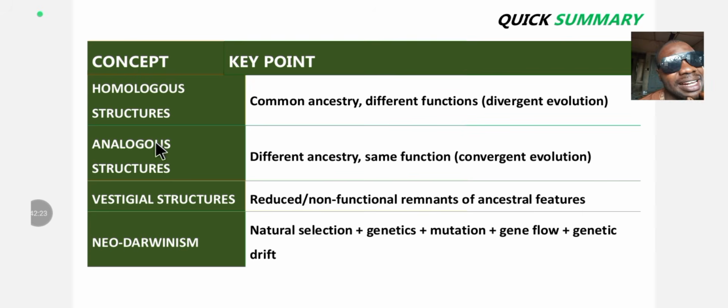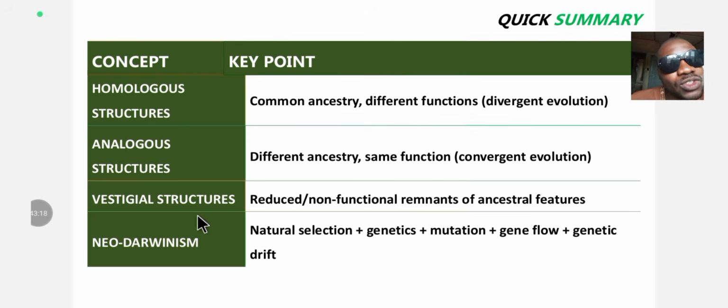Now, analogous structures. JAMB, they set this one well. What's the key point about analogous structures? Different ancestry. Homo means one, common ancestry. But analogous structure means the ancestry is different, with the same function. For homologous we have common ancestry, different functions, and it is known as divergent evolution. Therefore, the analogous is different ancestry, same function, and it's known as convergent evolution. As easy as that. If you see them in your JAMB, tick the correct answer, because they set it, as you can see if you look at past questions.